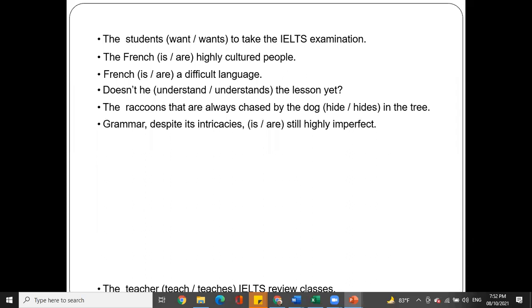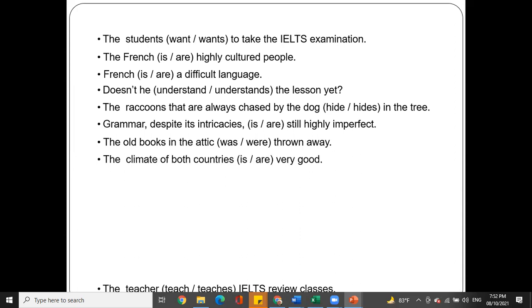Grammar, despite its intricacies, is still highly imperfect. The old books in the attic were thrown away. The climate of both countries is very good. This prepositional phrase, of both countries, is an adjunct, so we can remove that. It doesn't affect the sentence. So the climate of both countries is very good.